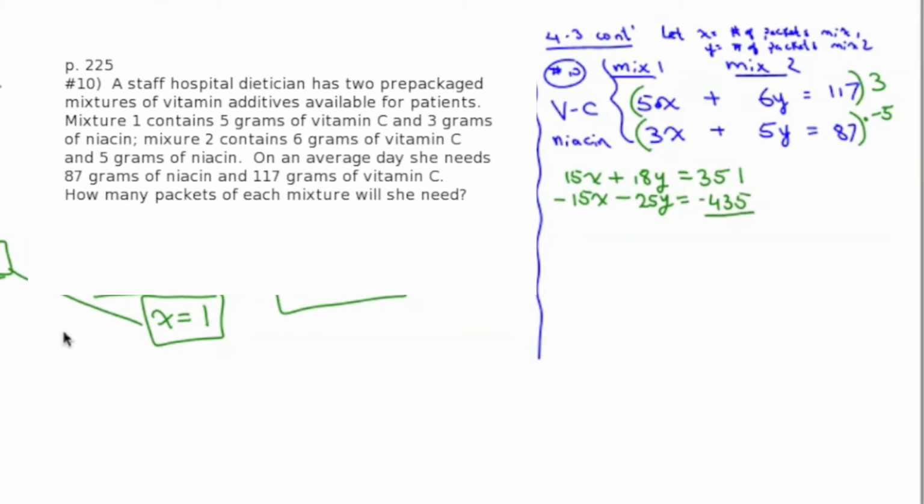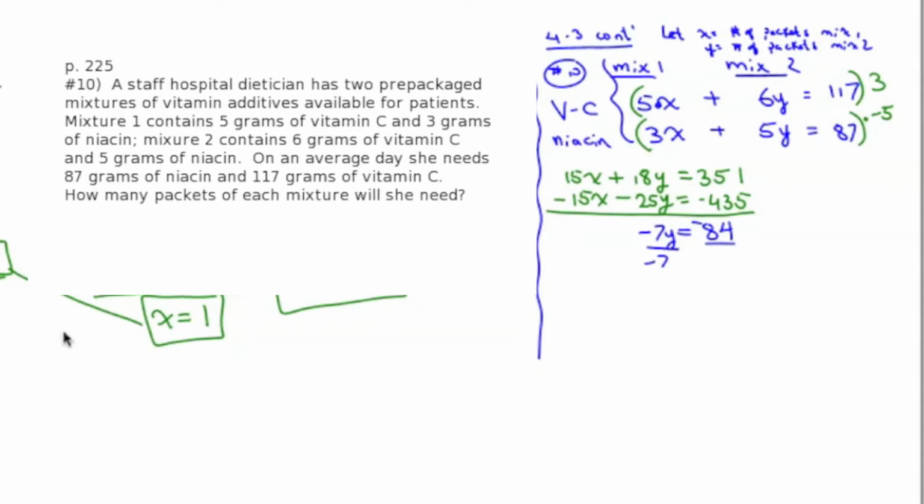Okay, and then we're going to take these 2 equations and add them together. Of course, the x's go away. That was our goal. Negative 25 plus 18 is negative 7y, and it's going to equal negative 84. Bigger number minus smaller number. And divide both sides by negative 7, and you get y is equal to 12.